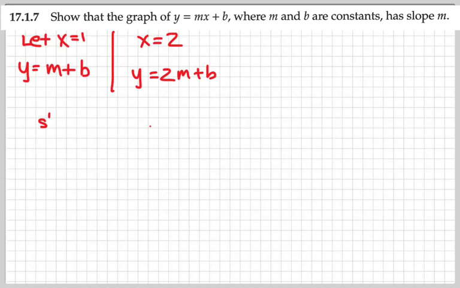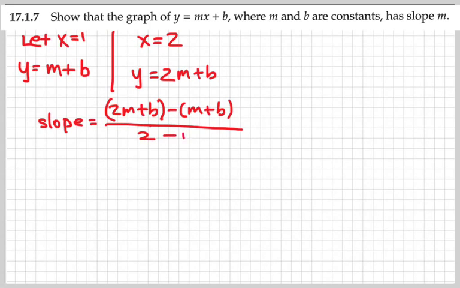Now we can use the slope formula to find the value of the slope here, which becomes y2, which is 2m plus b, minus m plus b, divide the whole thing by 2 minus 1. Then I'm applying the slope formula, which becomes m as our answer. All right. Then let us look at the next question together.